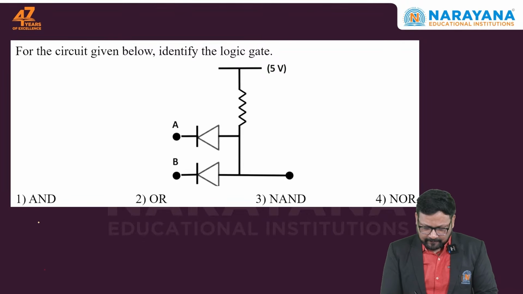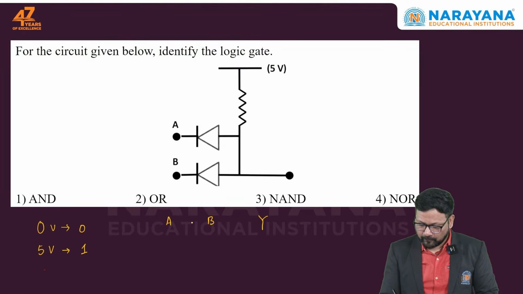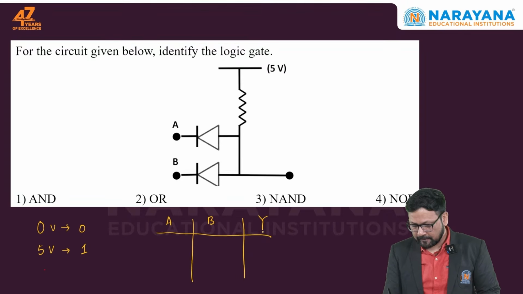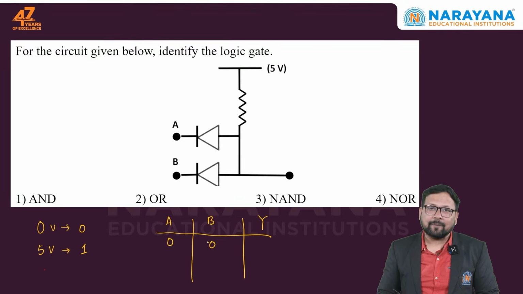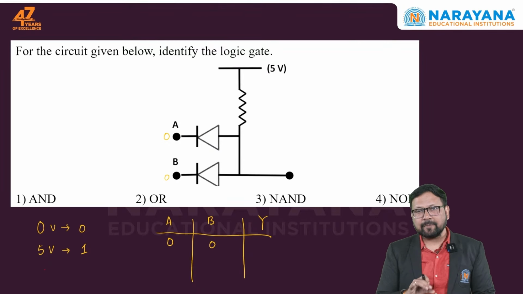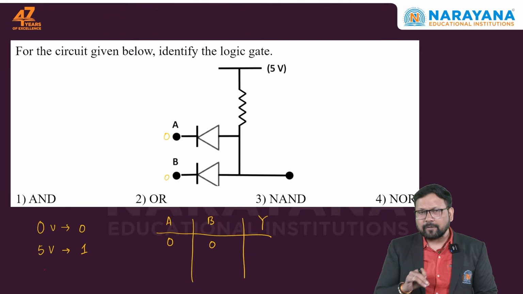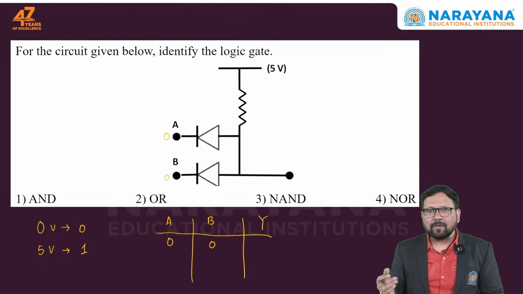We will represent 0 volt as 0 and 5 volt as 1. If we are giving the input at A and B, and Y is the output, when you are giving 0, 0, what will happen? 0 here, 0 here. So that semiconductor will be in forward biasing and it will be like a resistance-less, conducting wire. Whatever input you are giving will go to the output. So here it will be 0, no resistance.